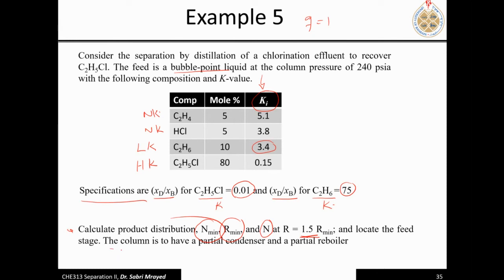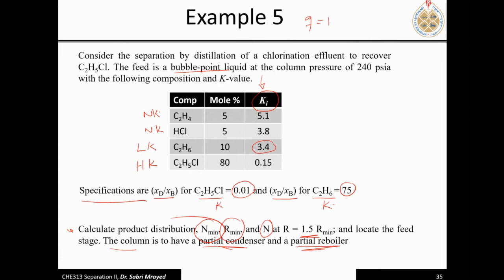And he is telling you the column is to have a partial condenser and partial reboiler. Now, partial reboiler is something you should keep in mind. It's always a partial reboiler. We don't have a total reboiler. But partial condenser is something you have to be careful about. Sometimes partial condenser, sometimes total condenser. But usually, since we have these C2 components, it's considered to be a light component. Not just light, but it's very hard to condense all of this C2H4.